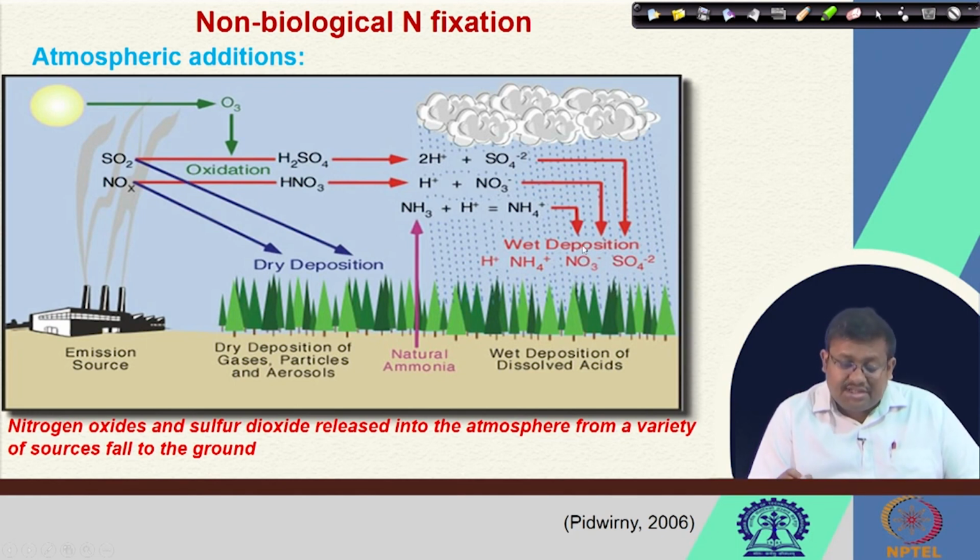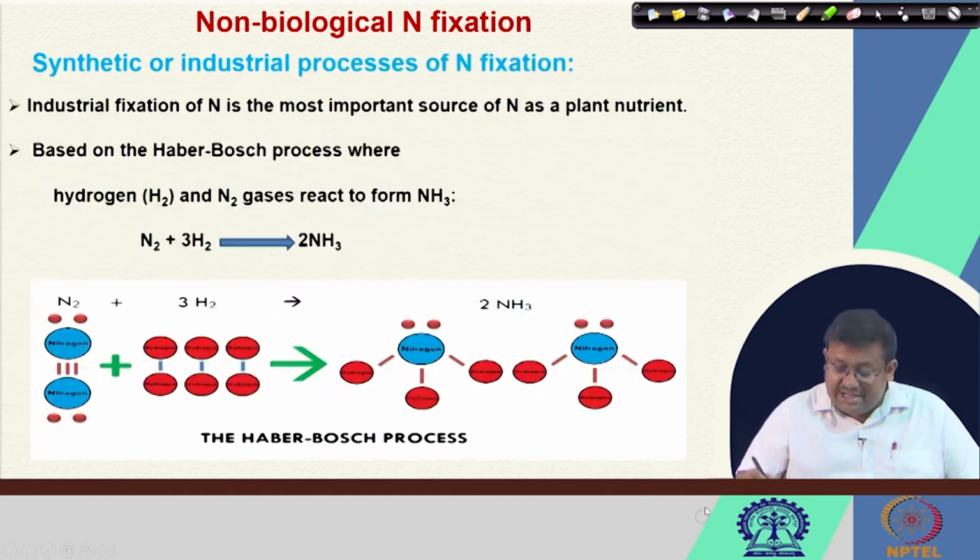So, through the wet deposition process you can see there are H plus, ammonium, nitrate and sulphate, all these important ions coming back into the soil. So, these are some atmospheric additions. At the same time, the sulfur dioxides and nitrogen oxides are also dry deposited as gases, particles or aerosols. So, these are different sources of atmospheric addition of nitrogen. The nitrogen oxide and sulfur dioxide are released into the atmosphere from a variety of sources and ultimately fall to the ground. So, these are some examples of atmospheric additions.